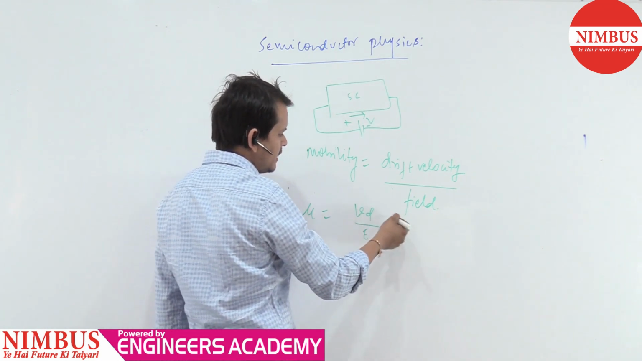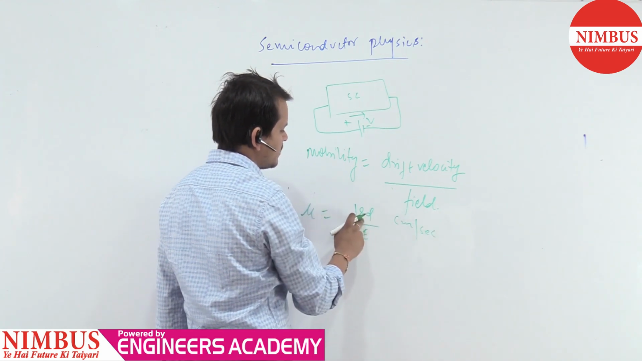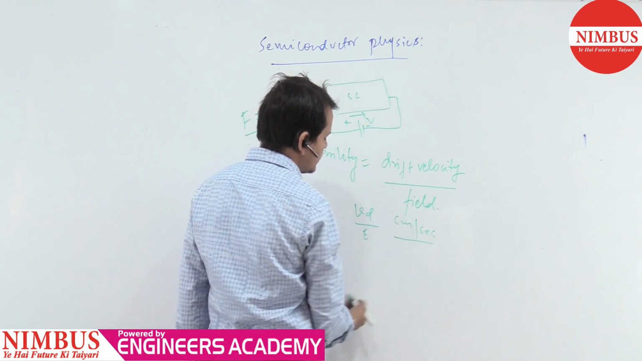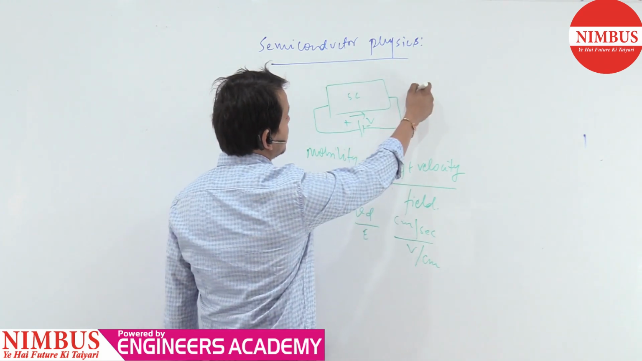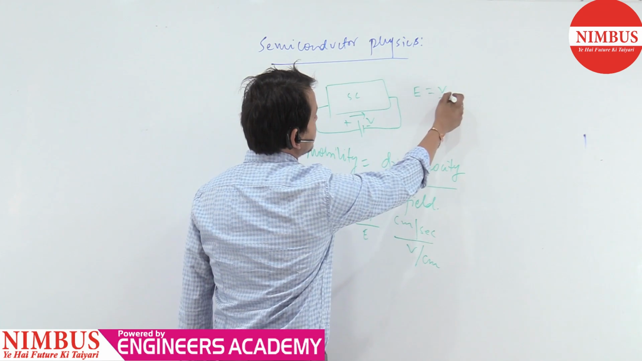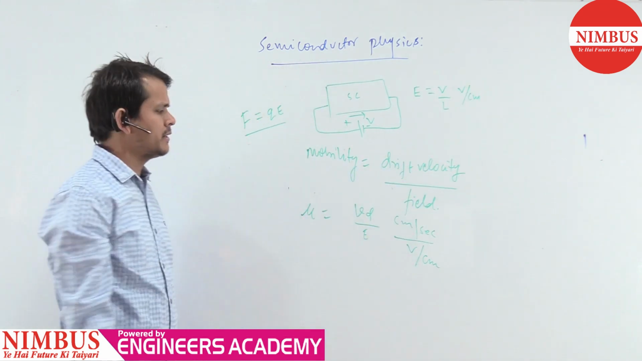Okay, now if I talk about the unit, here Vd is velocity, so basically it is centimeter per second. Here generally I take centimeter per second because length is small. Electric field is basically volt per centimeter, because electric field is equal to V by L. So this is volt per centimeter.